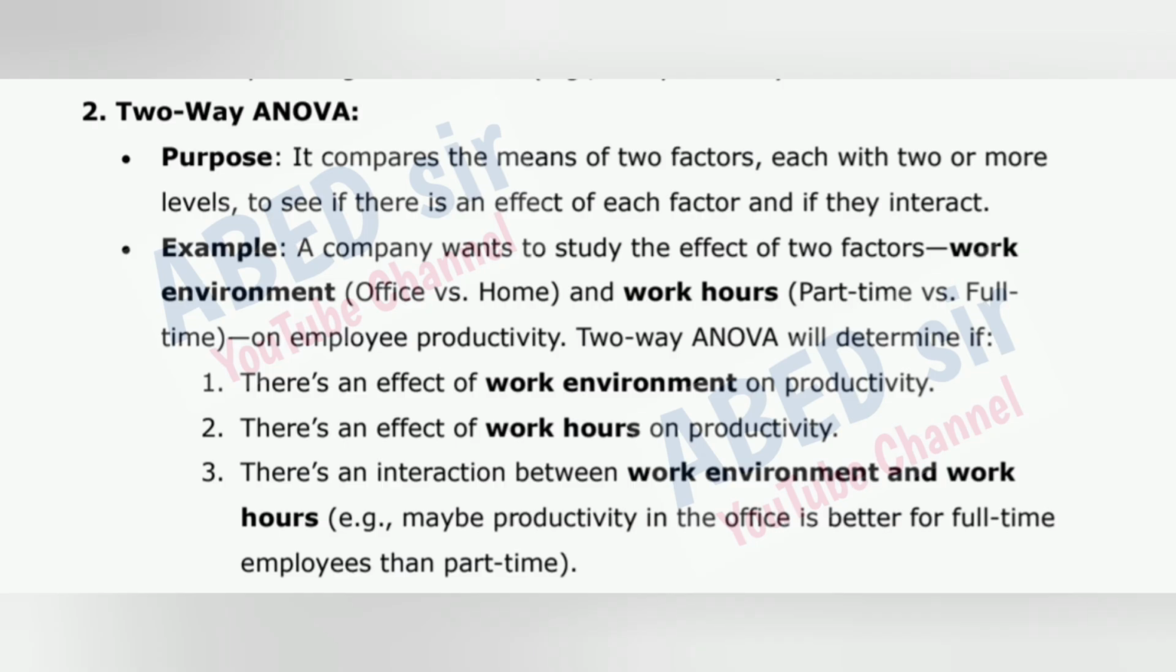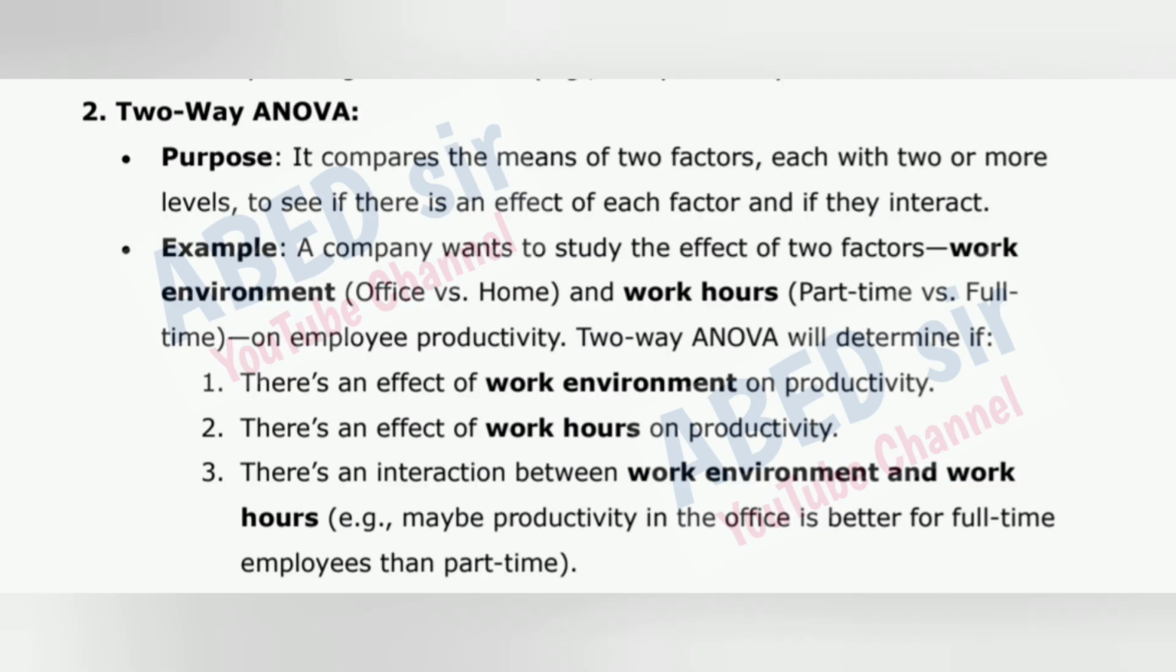Two-way ANOVA. Purpose: it compares the means of two factors, each with two or more levels, to see if there is an effect of each factor and if they interact. Example: a company wants to study the effect of two factors, work environment, office versus home, and work hours, part-time versus full-time, on employee productivity.